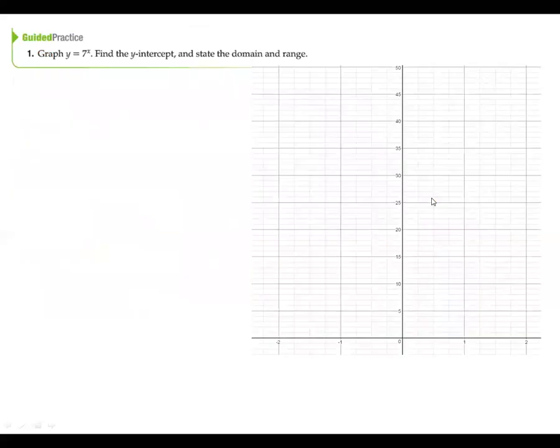All right, so let's graph 7 to the x. We want to find the y-intercept and state the domain and range. Go ahead and pause the video.